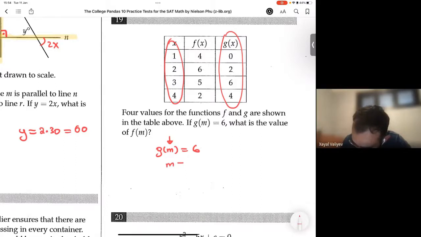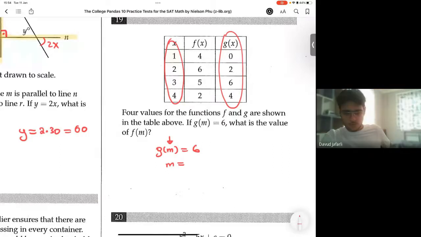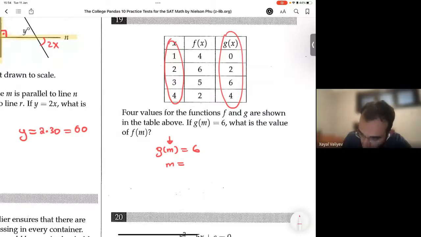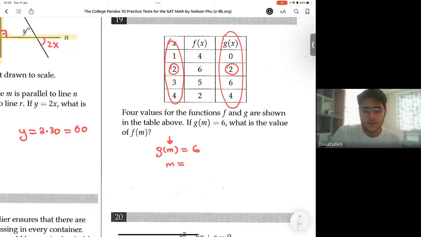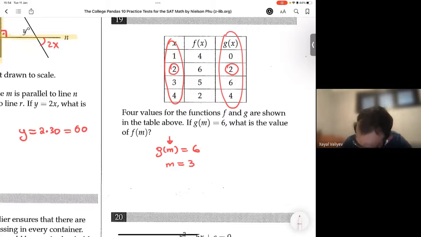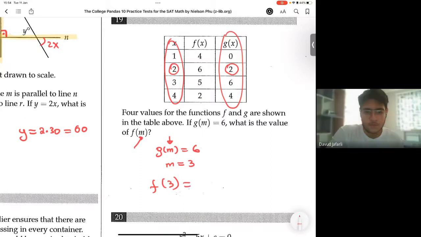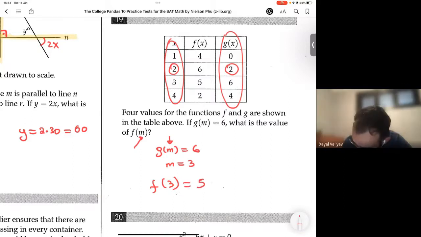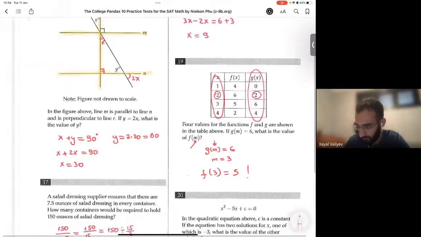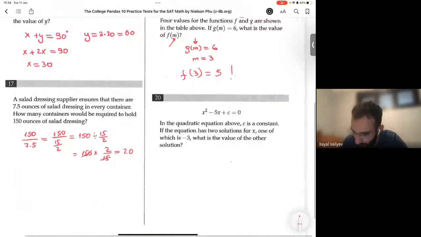At 2, g gets 2. At 3, g gets 6. Okay, m is 3. And we are looking for f of 3, because f of m, right? F of 3 is 5. Yes, that's the answer. Done. Easy, right?